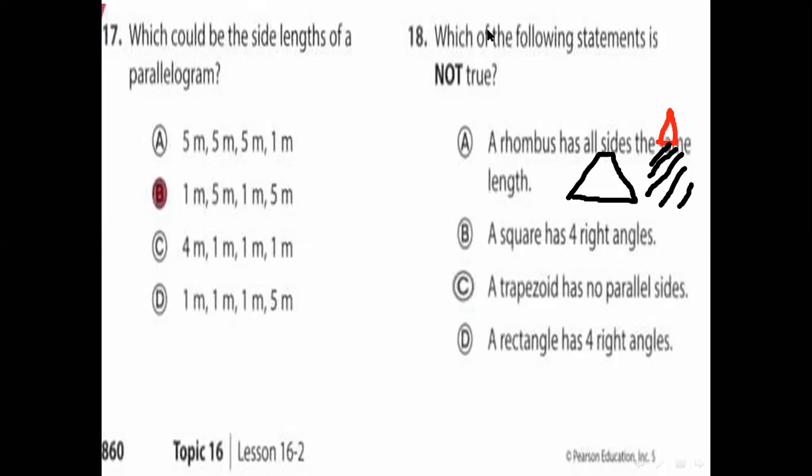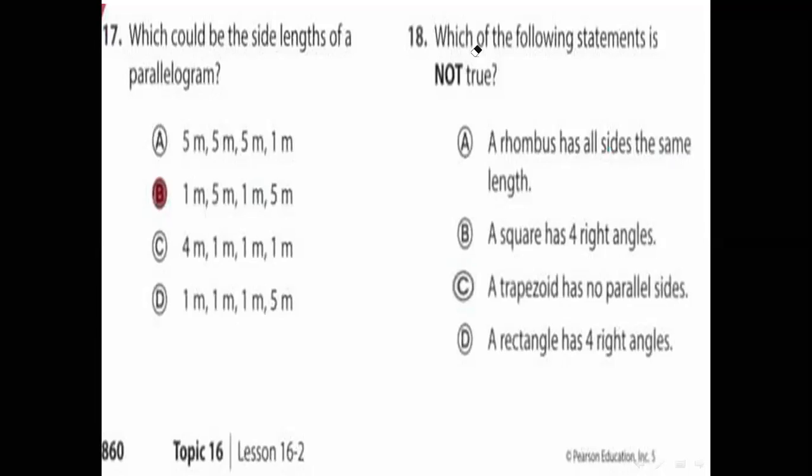After that, guys, question number 18. Which of the following statements is not true? A rhombus has all sides the same length. That's right, because all sides of a rhombus are the same. A square has four right angles. That's also true. A trapezoid has no parallel side. It's wrong, because a trapezoid has one pair of parallel sides. So when he said no parallel side, it's wrong. This statement is not true.